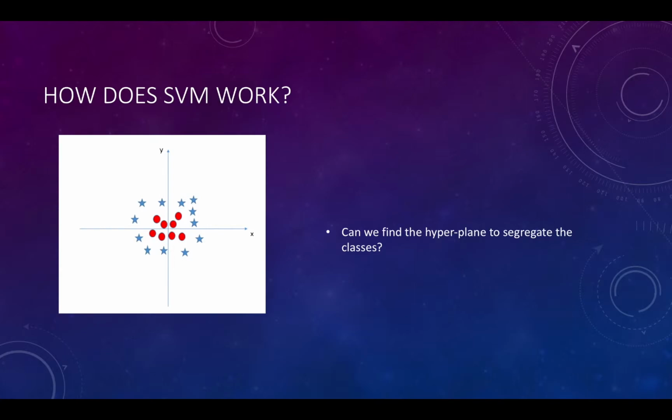But SVM is not only restricted to those classifications. For a picture like this, where the red circles are in the middle and at the outside are stars, SVM can also help us to classify it. But you know that we cannot draw a straight line on it to classify them. How can we make that a hyperplane?